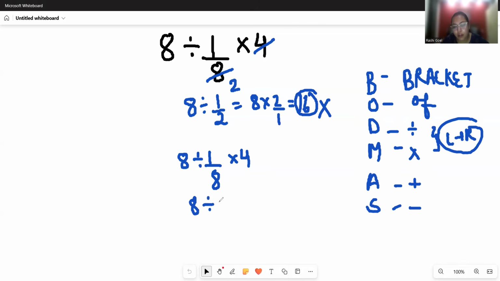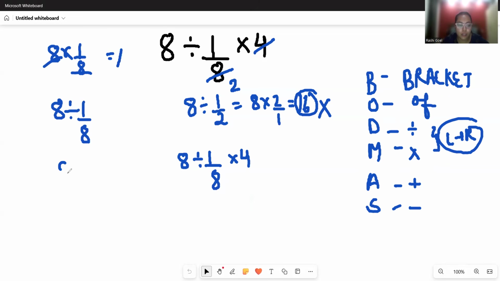So it's 8 ÷ 1/8 × 4. From the left, division comes first. So there are two things: 8 multiplied by 8, 8 divided by 1/8. So this gives us 8 × 8, which is 64, not 1. So this part is 64.